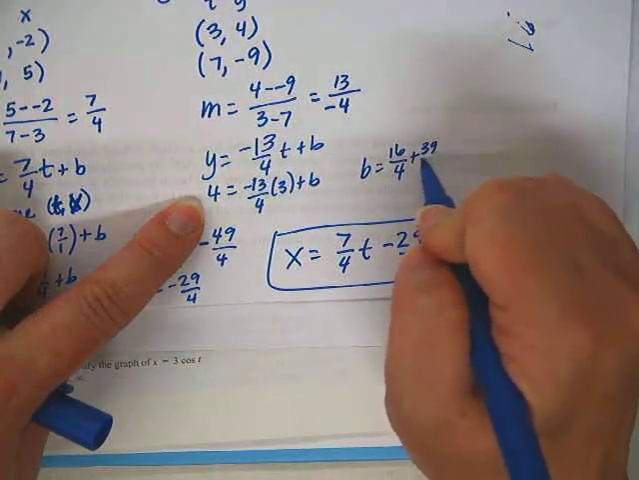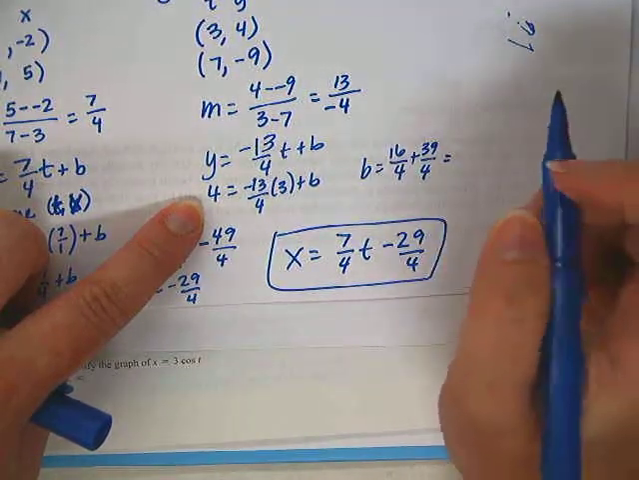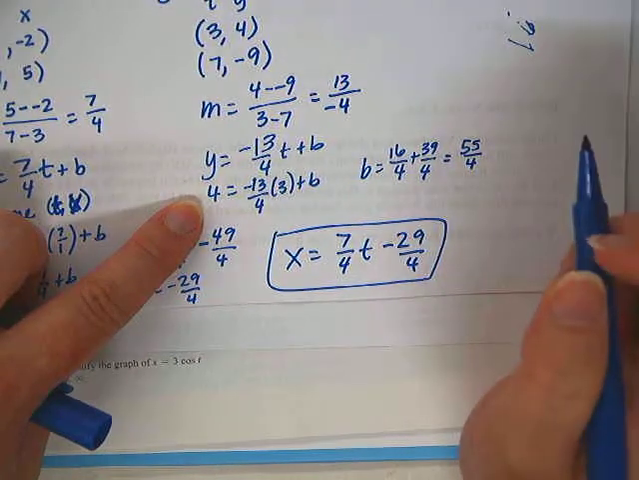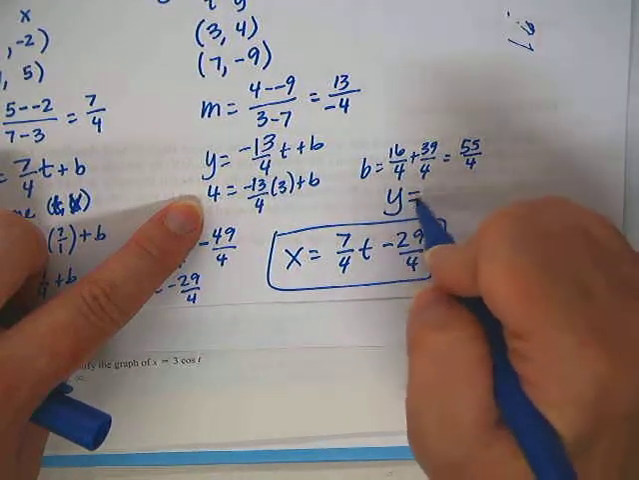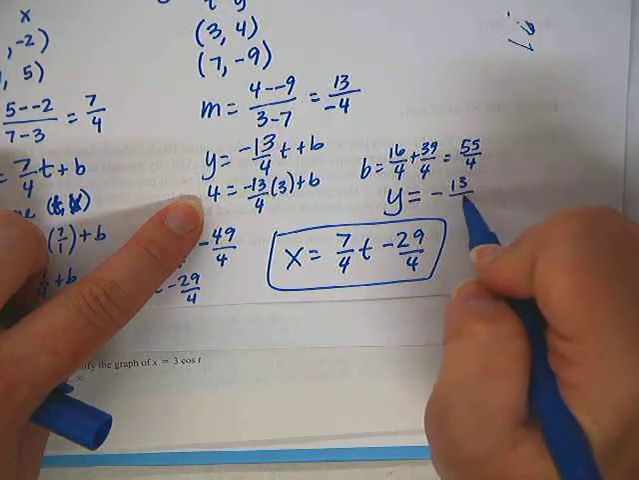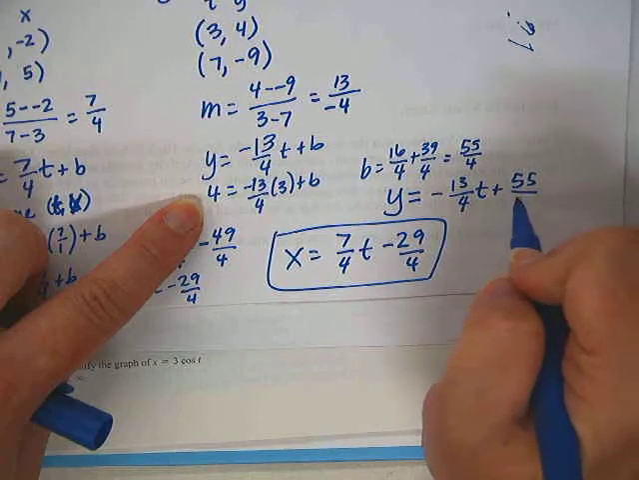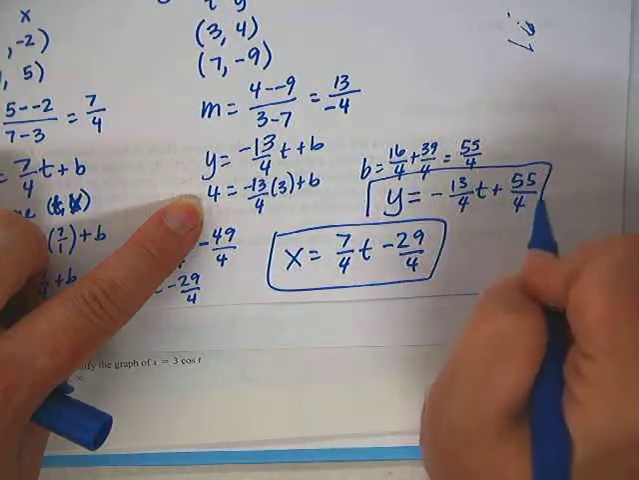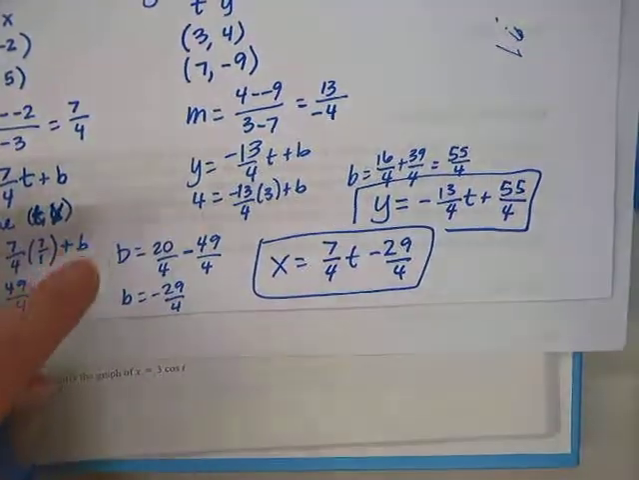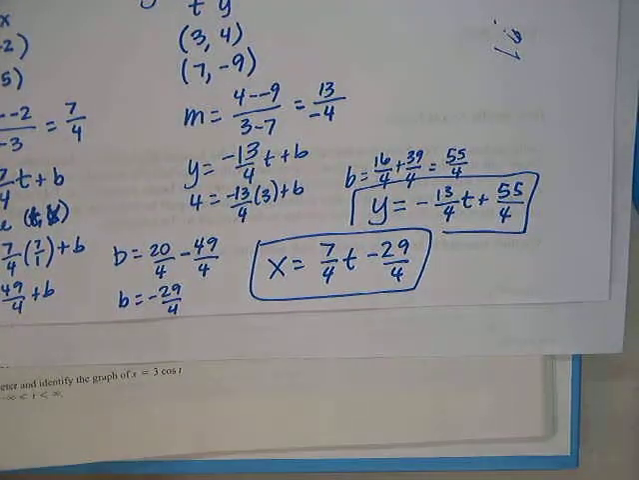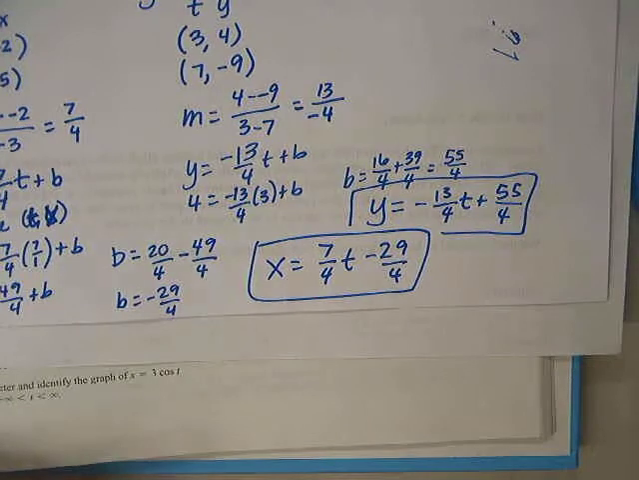So let's change the 4 to 16/4. And then we would need to move negative 39/4 over with that. So it's going to be a positive 39/4, which gives us 55/4. Does that sound right? So then that equation is y equals negative 13/4 t plus 55/4. And there is the vertical equation.